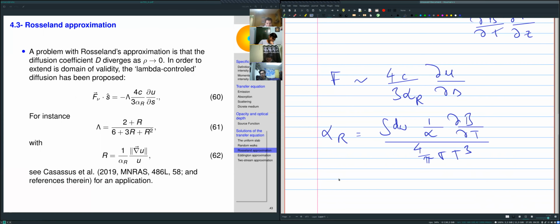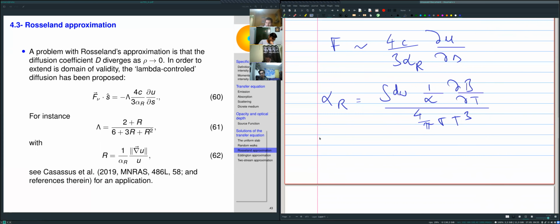So do you remember what the connection is? Alpha is this absorption coefficient. This one here is alpha nu. So how do we write it in terms of microscopic quantities? You remember, it's the density of absorbers times the cross section of the absorbers. Okay. So we can also write this as the mass density times kappa.